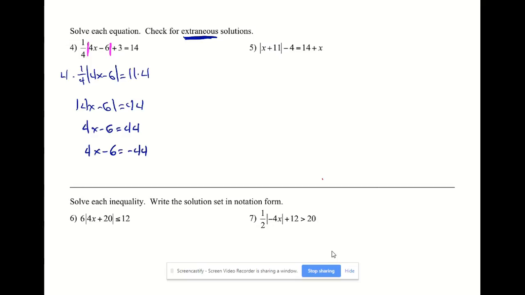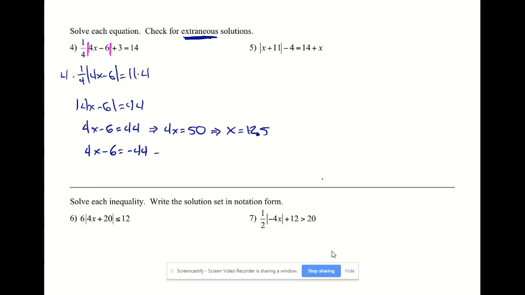-44. So in our first equation, we're going to add 6 to both sides. So we have 4x equals 50. And then we're going to divide both sides by 4, and we end up with x equals 12.5.